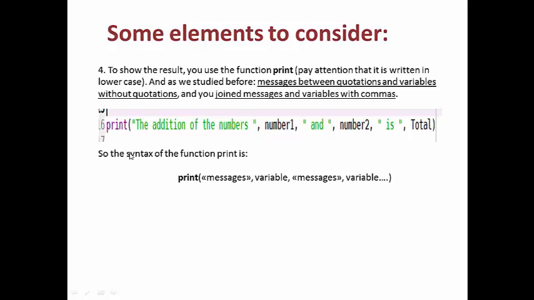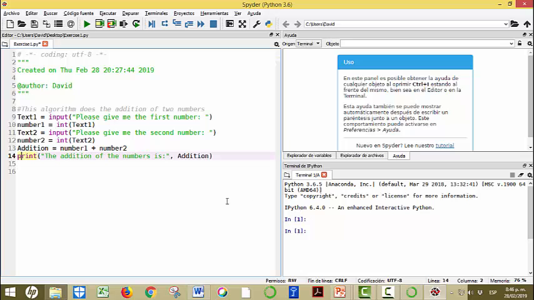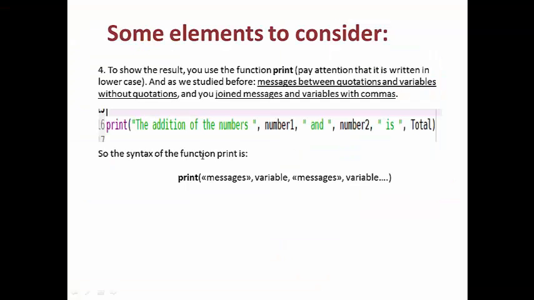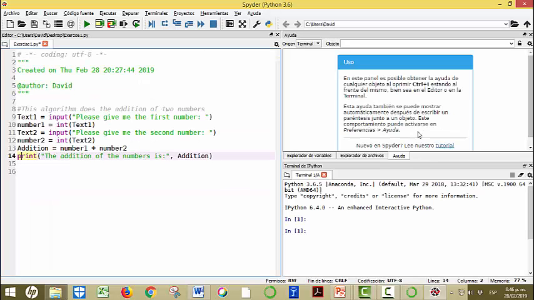So it means what? The way that you have to write the syntax of the function print is: print, parentheses, quotation marks, message, close quotation marks, comma, variable, comma, open quotation marks, message, close quotation marks, comma, variable, etc. Here we have just one message and one variable, but we can have something like this: the addition of the numbers, first number and second number, is the result. Okay, and that's it. We finish our first exercise.